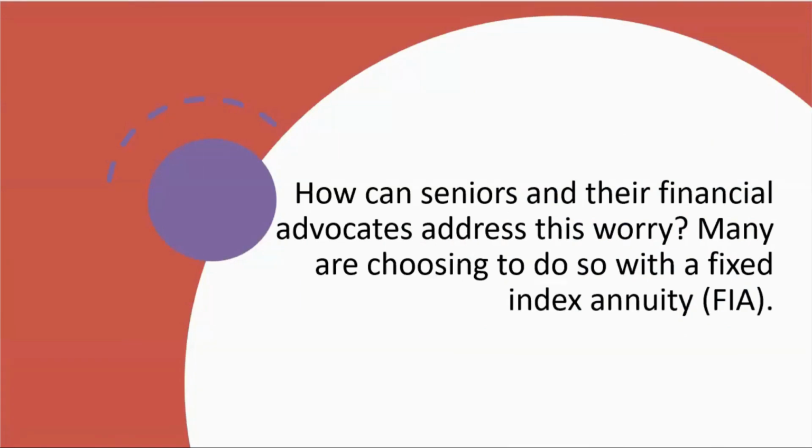How can seniors, and I'm going to call a senior anybody over 55, when you get to be 65 or 70, you don't think of it that way, but it is. How can seniors and their financial advocates address this worry? Many are choosing to do so with a fixed index annuity. And that's important. Many are choosing to do so with a fixed index annuity. But guess what? A lot of people out there are selling fixed index annuities because of the commission base, not because of what it does or what it says.